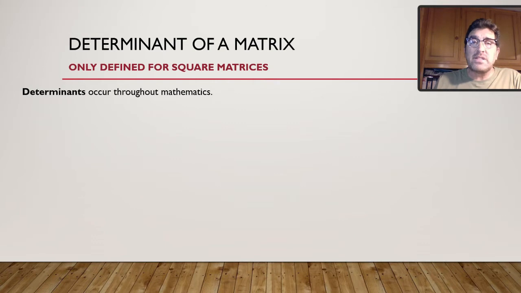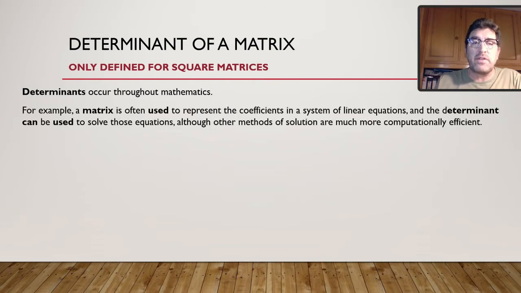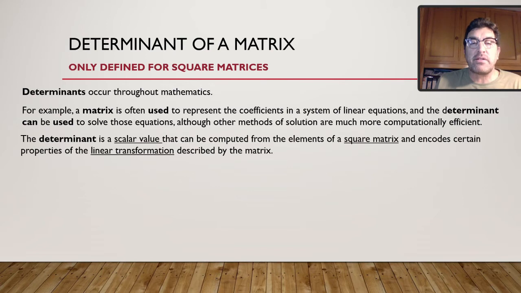Well, determinants occur throughout mathematics. For example, a matrix is often used to represent the coefficients of a linear system of equations, and the determinant can be used to solve those equations. Although other methods do exist which solve the equations quicker, that's one method that you can use to solve a system of equations. The determinant is a scalar value.